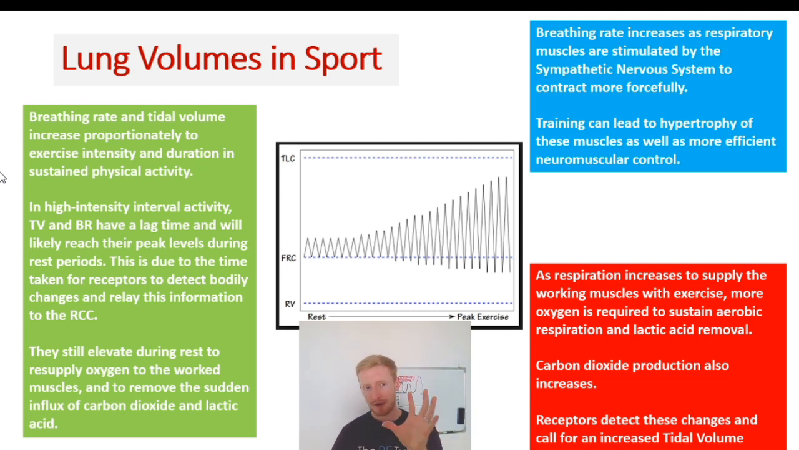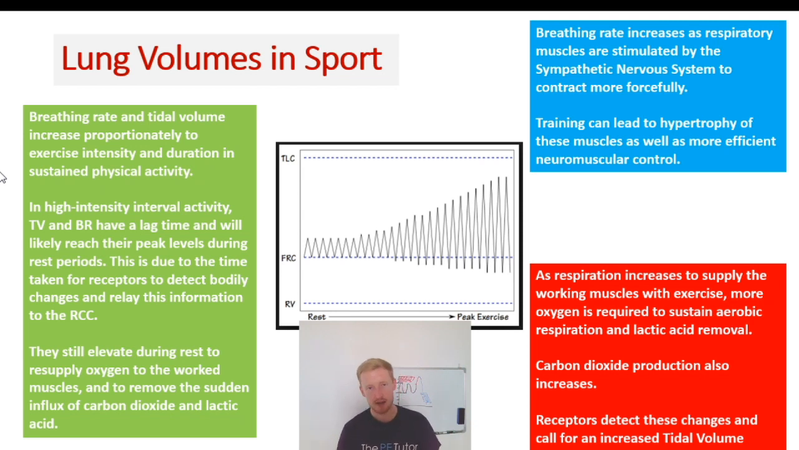So what I mean by that is if exercise gets harder, then our minute ventilation has to match the level of difficulty, or the demand for oxygen and the production of CO2 that's going on inside the body. So we have to increase both breathing rate and tidal volume because we need a greater minute ventilation, this volume of air coming in or out per minute.